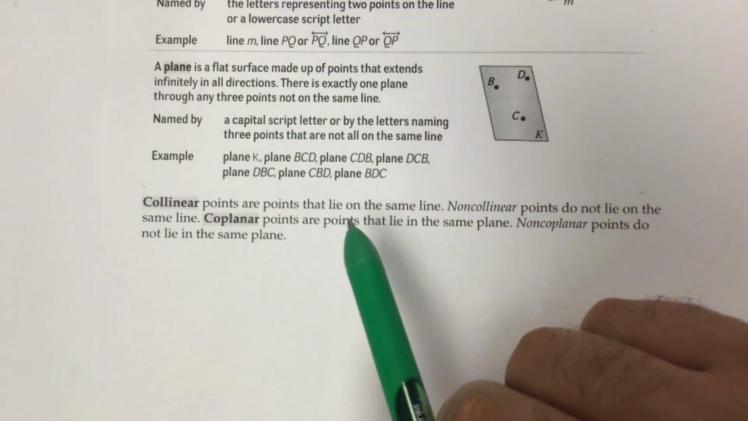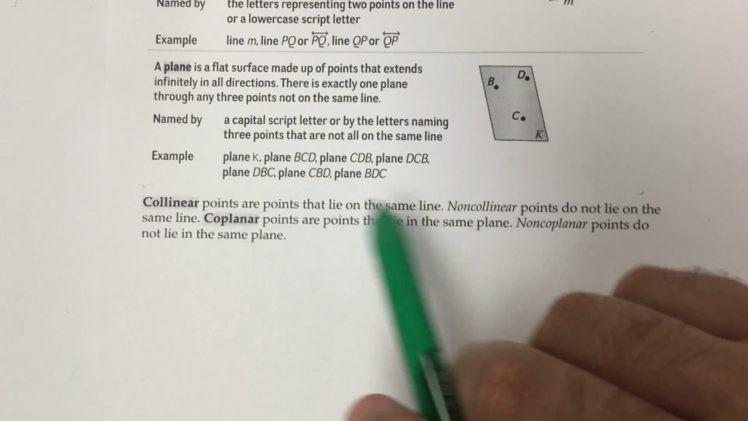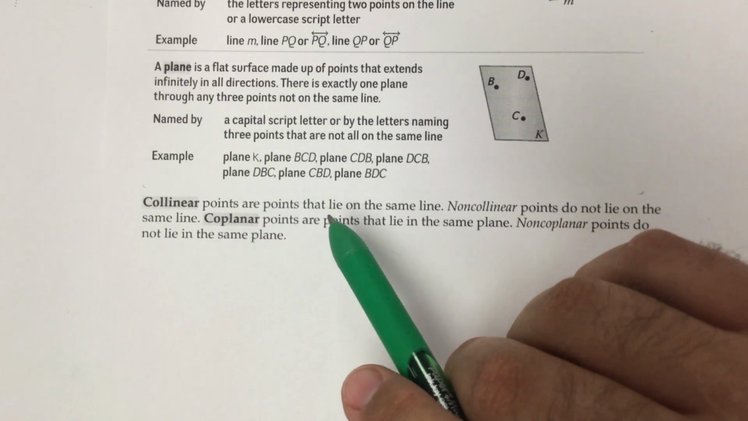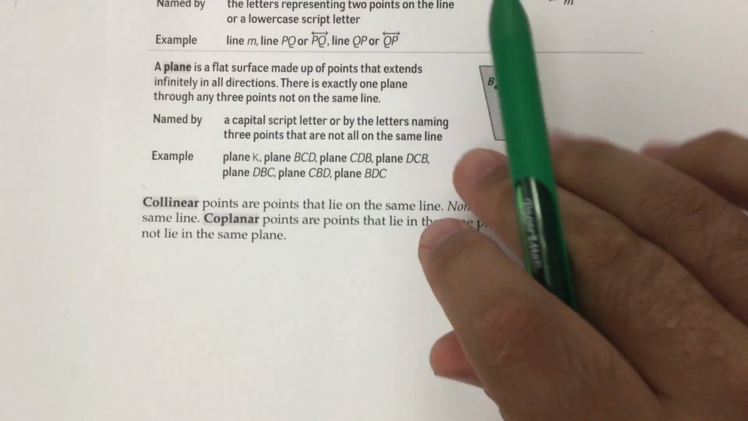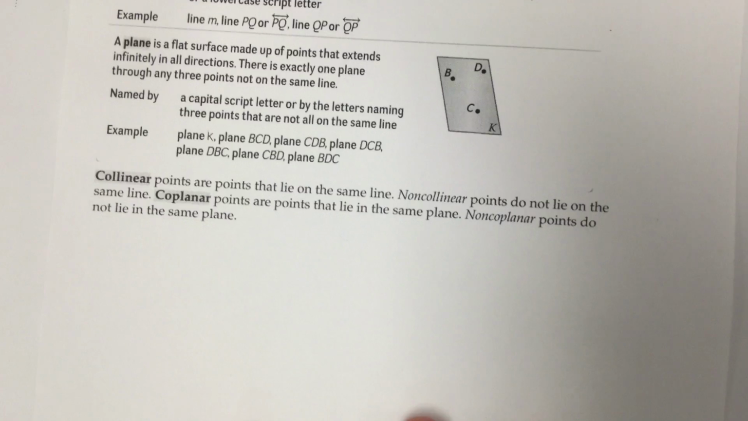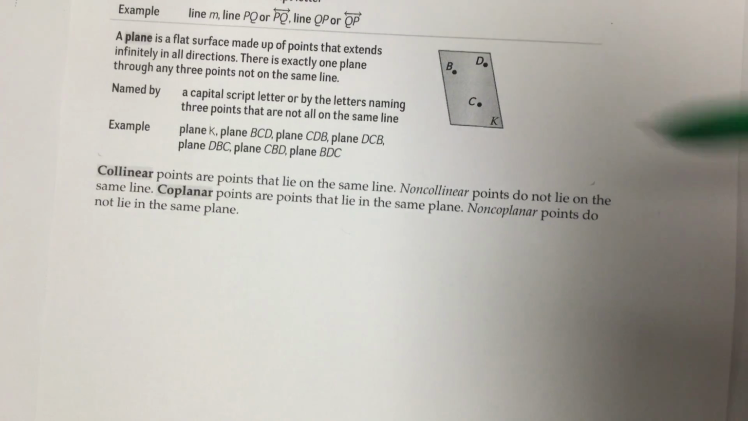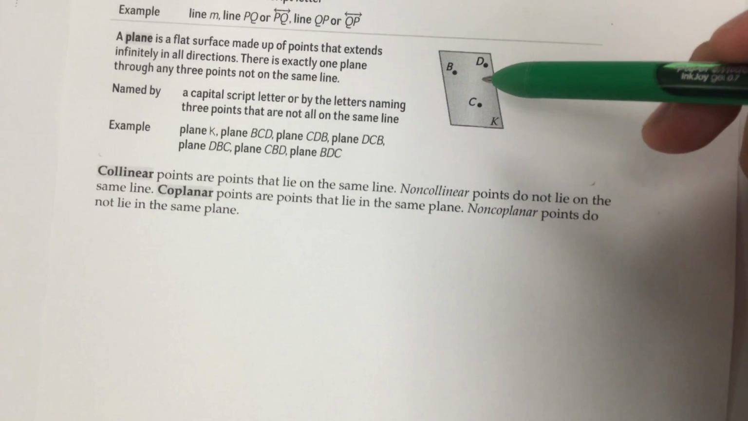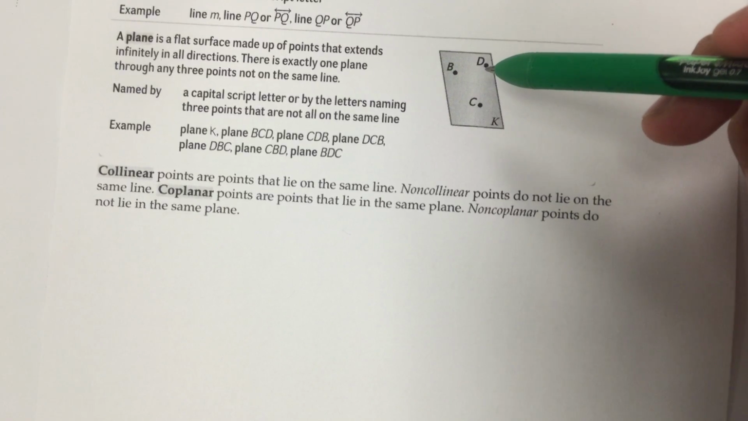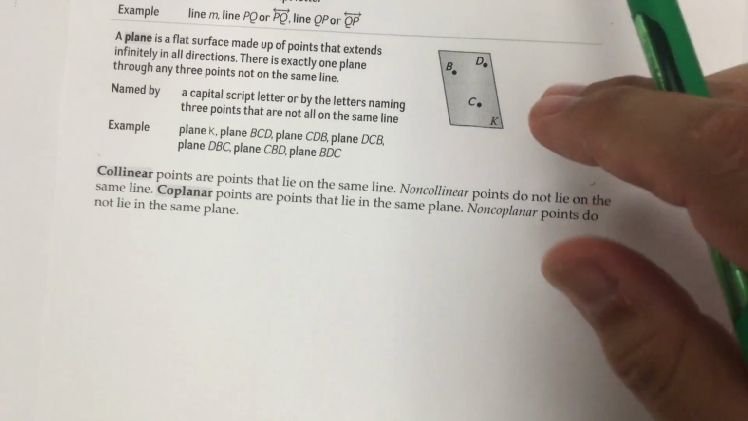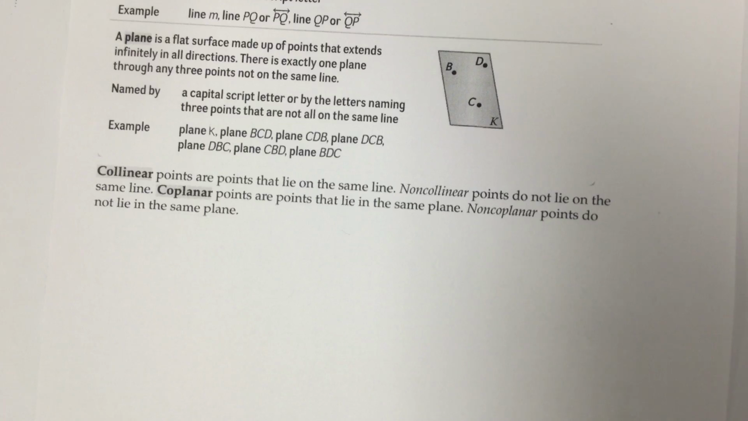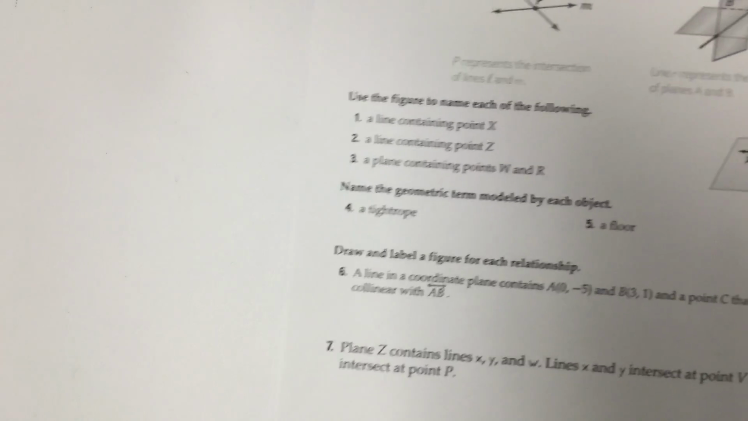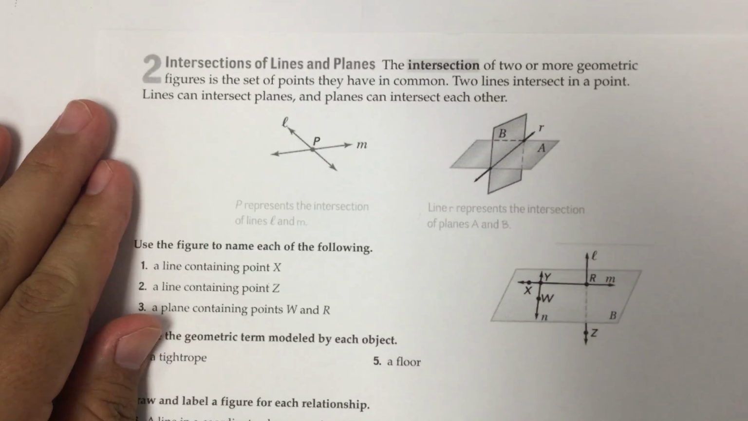Collinear, again, means that it lies on the same line. If collinear means the points lie on the same line, then non-collinear means the points are not on the same line. Same thing with coplanar. Those are points that lie on the same plane. Non-coplanar are points that do not lie on the same plane. Okay? So I'm going to go to the next couple of examples and talk about what we just said in this discussion.